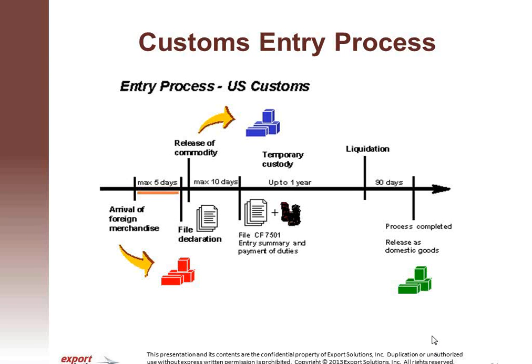This next chart is just a timeline of the entry process. You have 5 days from the time the products come into the port to file a declaration to customs, meaning the immediate release of the products. You have a total of 15 days to submit the entry summary and the payment of duties to customs. So at the time that you submit the 7501 form, unless you have other authorization from customs, you have to pay those duties and taxes at the time you do the entry.